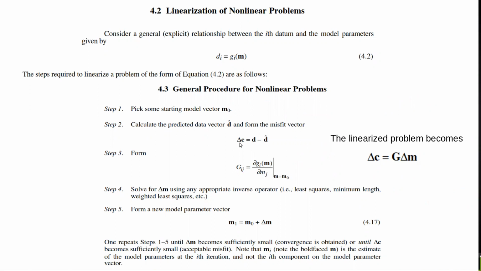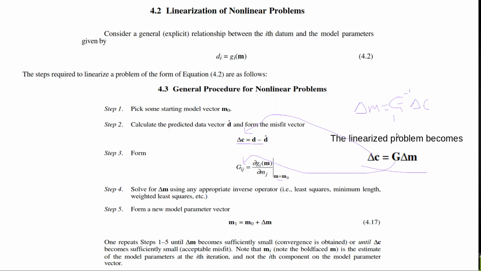Let me just repeat here, I think I'm not clear. We find the misfit vector by the difference between the observed data and the predicted data. And now we compute our G matrix by finding the partial derivatives of this function and evaluating these partial derivatives at the given model parameters. Then we try to solve this system. This now is a linear system. So this delta C is coming from here, and this G is coming from here. And then the point is to find delta M, where delta M is equal to G inverse delta C.